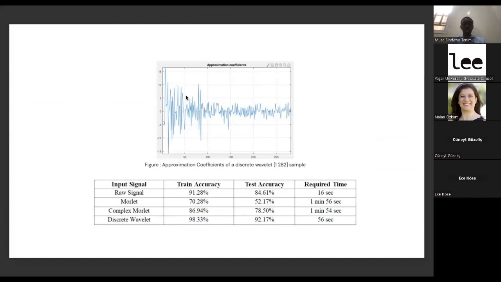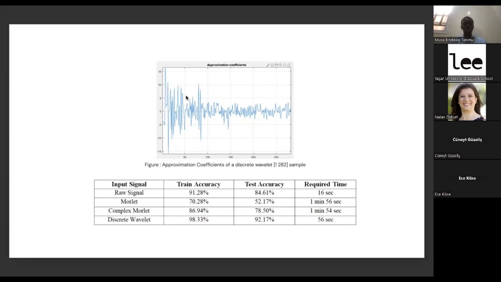Then we decided to try something else. In this one, we fed the raw data into our network, so we decided to try applying some pre-processing. We pre-processed our signal by doing some wavelet transforms, then feeding it into our system. You can see the results when we feed the raw data: we have the train and test accuracy here and the required time of 16 seconds.